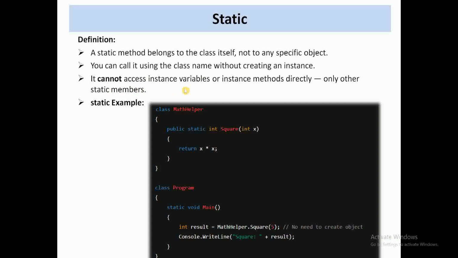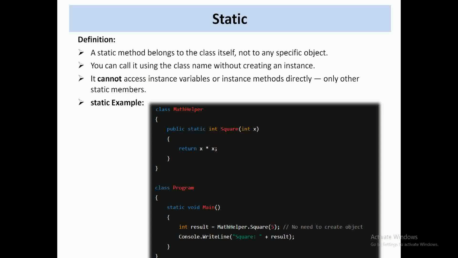A static method cannot access instance variables or instance methods directly, only other static members. If we have static methods or static variables, we can directly use the class name and call those methods. Here we have an example of the static modifier. Here we have the Main method, which is a static method, and we are calling the method directly with the class name. This is the class name and this is the method name. We do not create any instance or initialize any new object of that class.